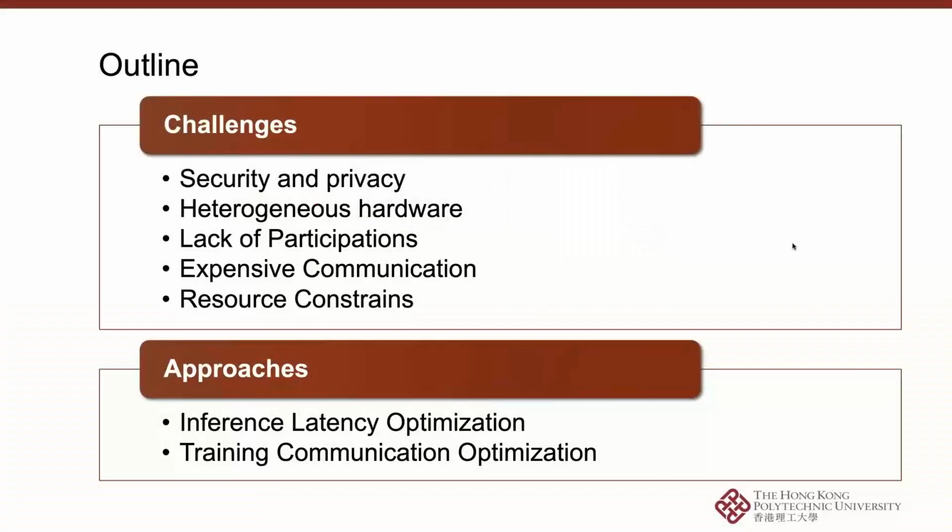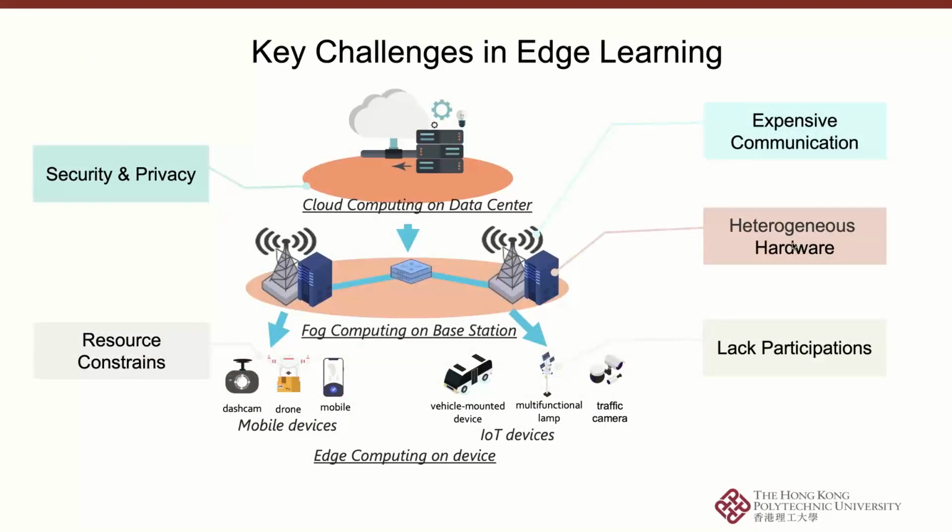So here I'd like to give an analysis of the challenges. Actually there are many, many challenges, and today I just pick one or two examples to elaborate how we can tackle them. Here, I give a big picture of the edge AI environment. We have a large number of edge devices like mobile phones, and IoT devices like vehicle mounted devices, sensors and cameras. Each of these devices has the capability of storage, computation, and communication, but with very limited resources available.